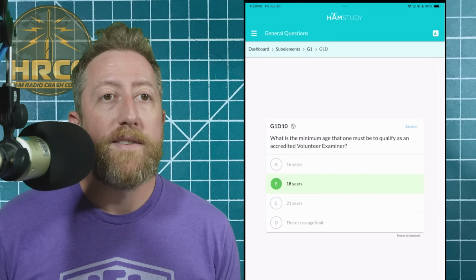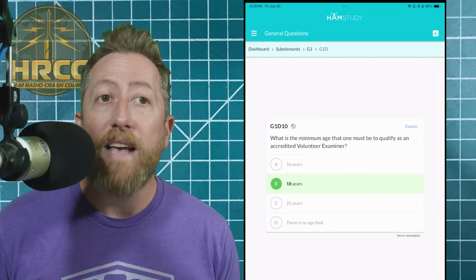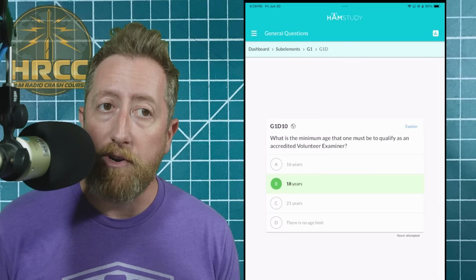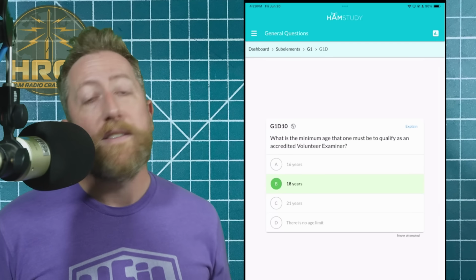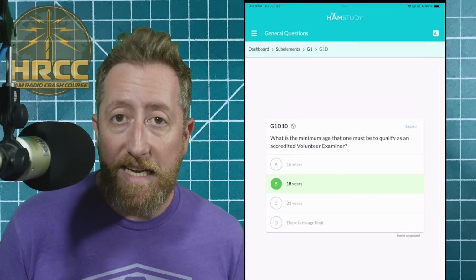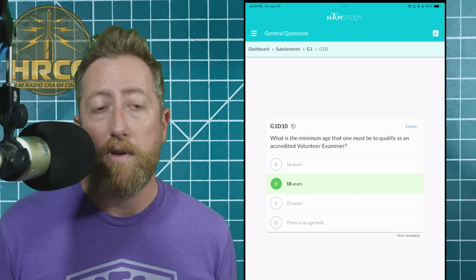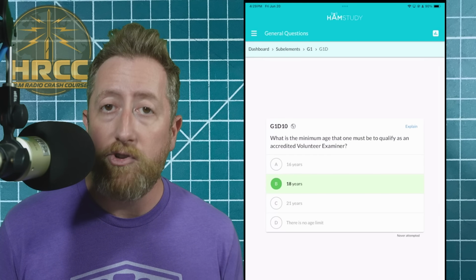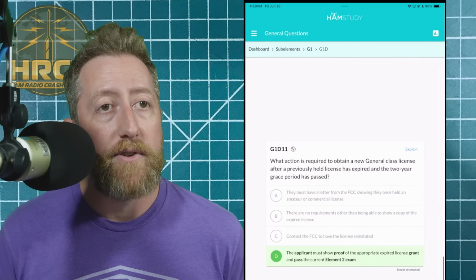Question 10. What is the minimum age that one must be to qualify as an accredited volunteer examiner? This is one of the times where you actually do have an age limit. The answer is B, 18. But there is technically no limit on how young you can be to get an amateur radio license, even a general. So congratulations for all the young people that are going after this license.